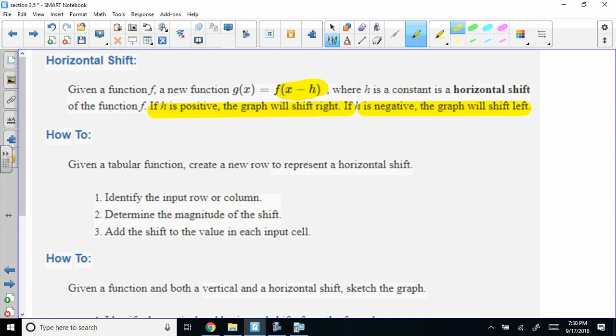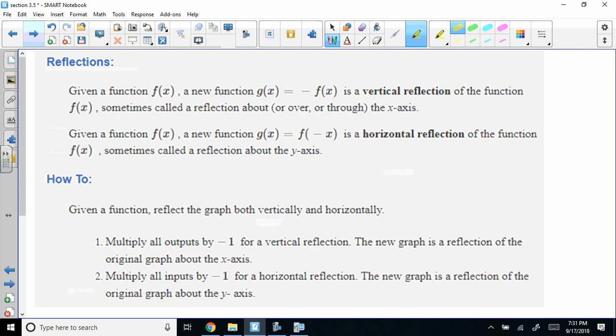If h is positive, the graph will shift right. And if h is negative, the graph will shift left. Well, but when you put that in there, what happens to it? It changes size, right? So we'll do that. Just take into account that.